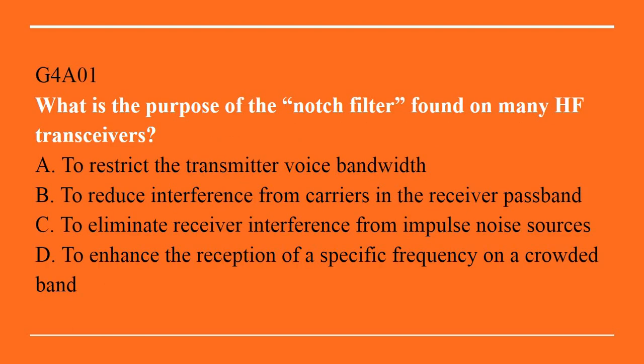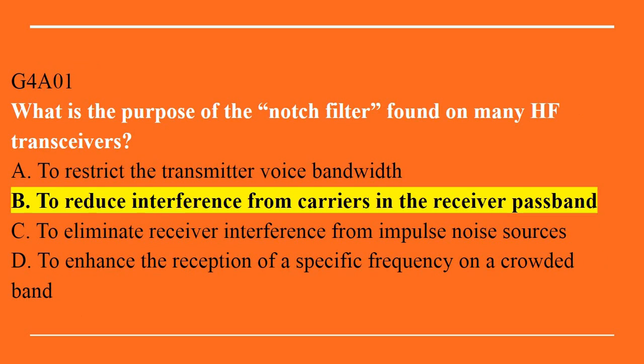G4A01 says, what is the purpose of the notch filter found on many HF transceivers? A. To restrict the transmitter voice bandwidth. B. To reduce interference from carriers in the receiver passband. C. To eliminate receiver interference from impulse noise sources. Or D. To enhance the reception of a specific frequency on a crowded band. Correct answer B. To reduce interference from carriers in the receiver passband.